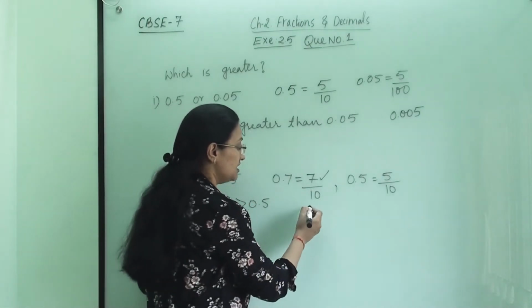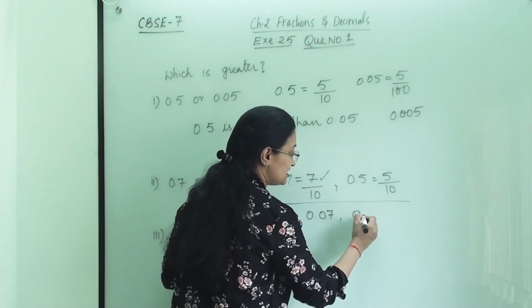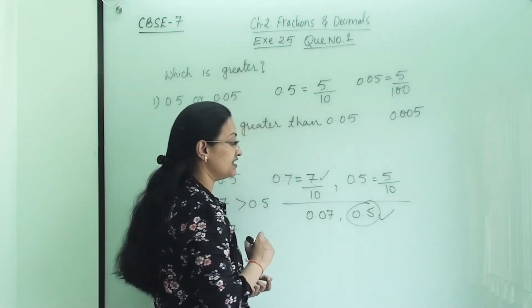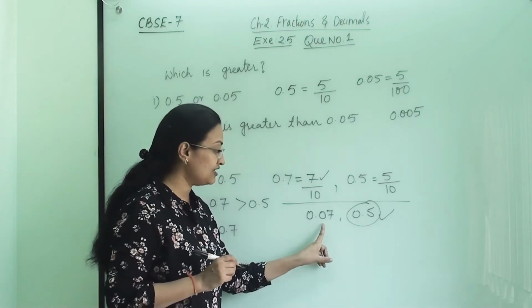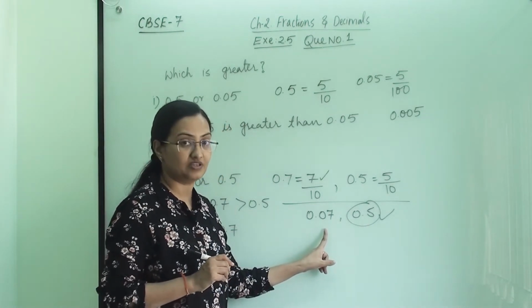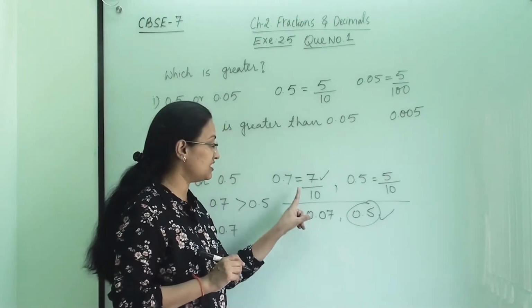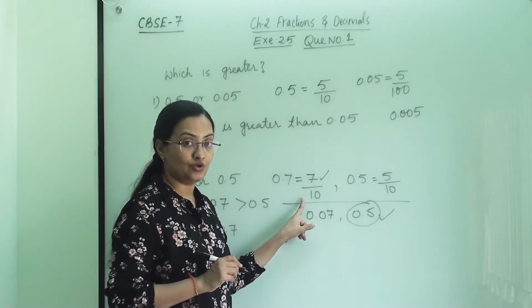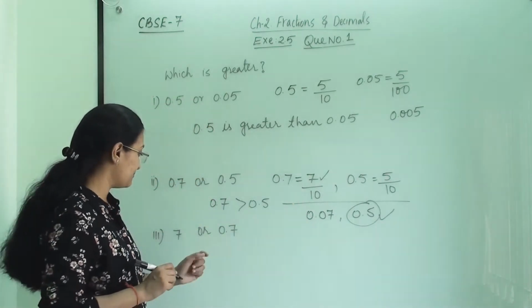If for example 0.07 and 0.5 were given, then 0.5 would be greater because its denominator is only 10 and the denominator of 0.07 would be 100. So 0.5 is greater than 0.07. But here, after the decimal they are at the same place value, so 7 is greater, and 0.7 is greater.